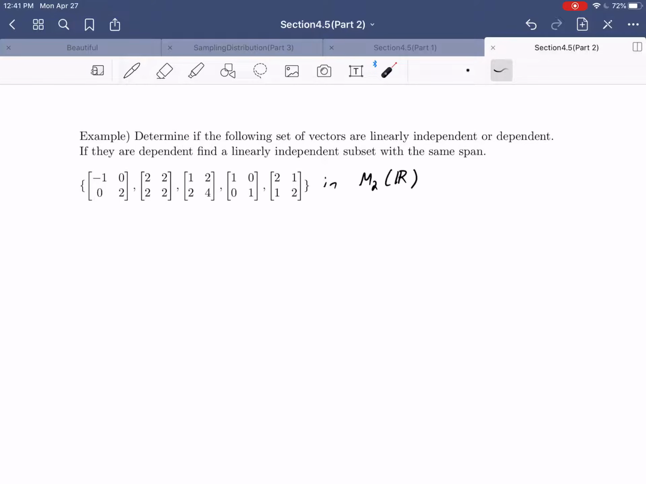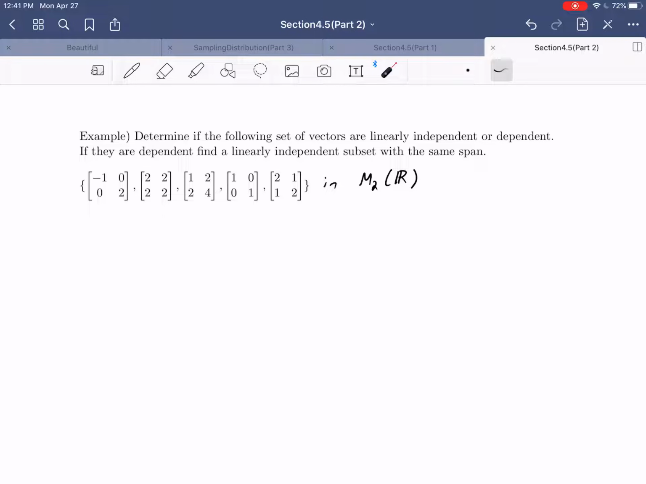Let's think about how we're going to do this. Unfortunately, since this is a set of 5 vectors, we're not able to just ask whether there is a scalar multiple. If we look through these, it doesn't look like any of them are scalar multiples of the others. You might say, doesn't that mean they're linearly independent? Unfortunately not. Remember that Proposition 2 only applies if you have two vectors.